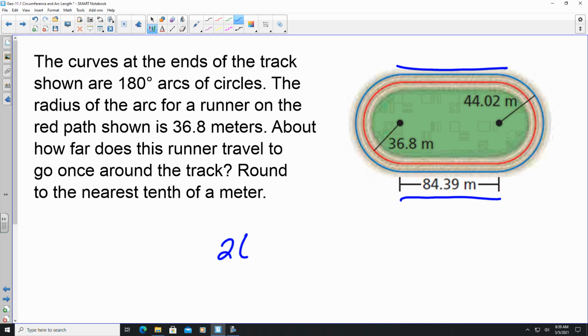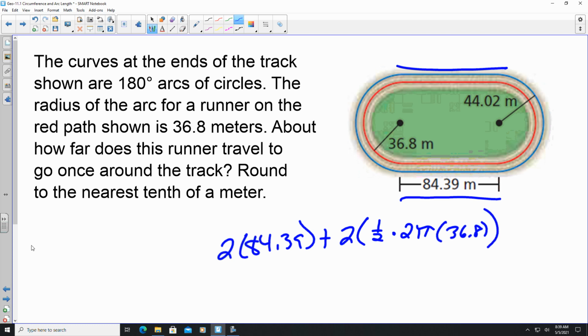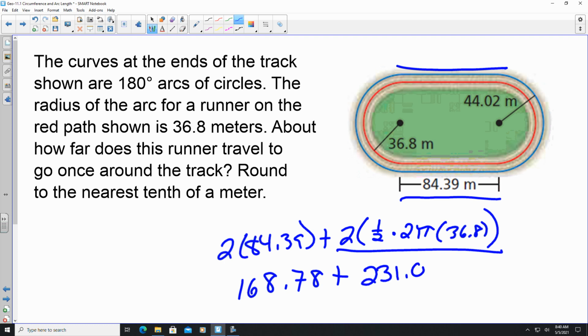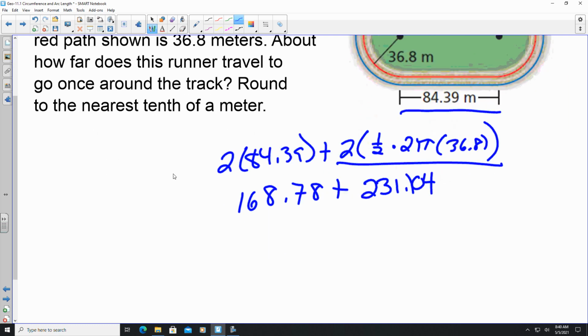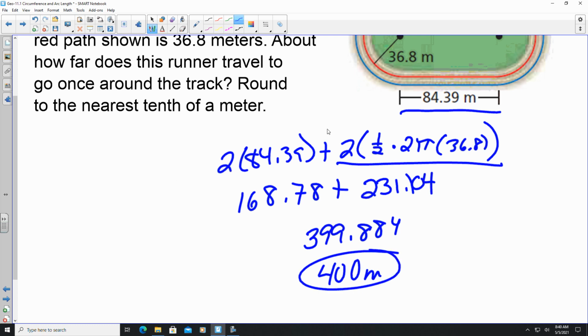84.39. So that happens twice. So 2 times 84.39 plus, they say it's essentially 2 half circles, so I'm going to say 2 times 1/2 times 2 pi, and the radius is 36.8. So 2 times 84.39 gives us 168.78. I multiply all of these values together and get 231.104. When I add these all up, I get 399.884, which is about 400 meters, which makes sense. Most tracks are 400 meters around.